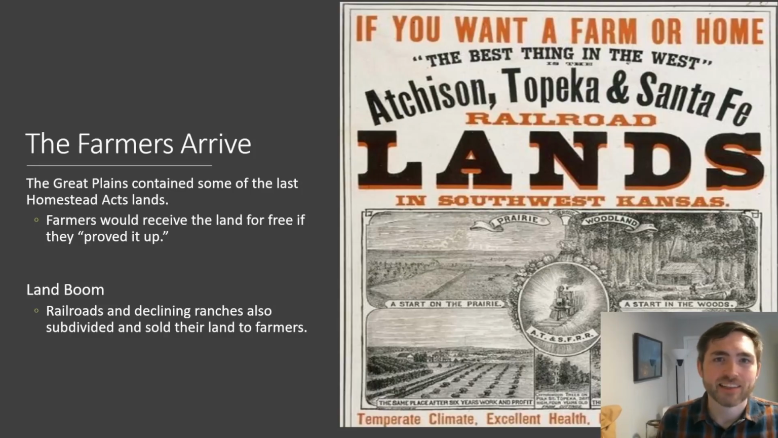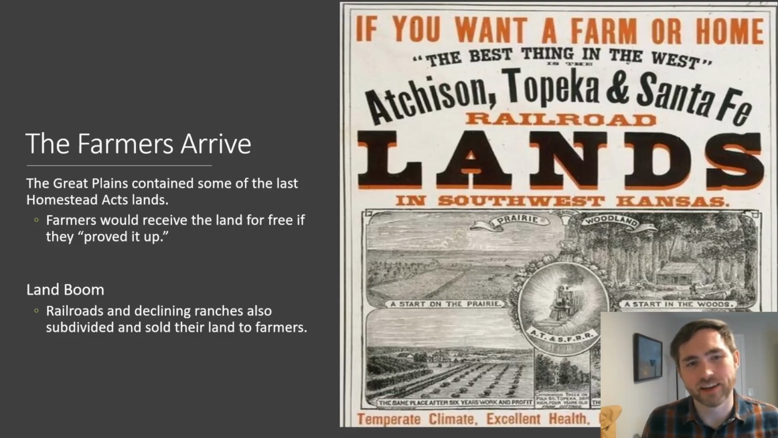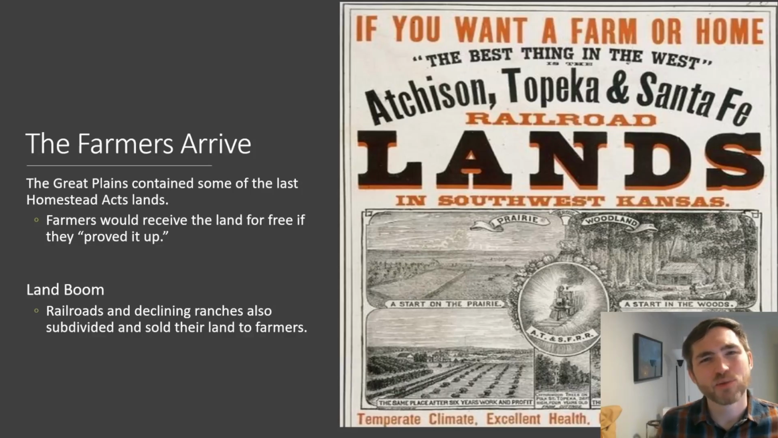And just like any land boom, there were lots of moving parts here. You had the Homestead Act lands, you also had railroads who owned a lot of land, and these declining ranches that were all selling land to people to get them to move to the Great Plains. And you can see here an example of one of the ads that uses the word profit a whole heck of a lot and gives some very concrete illustrations of what life on the plains might look like.